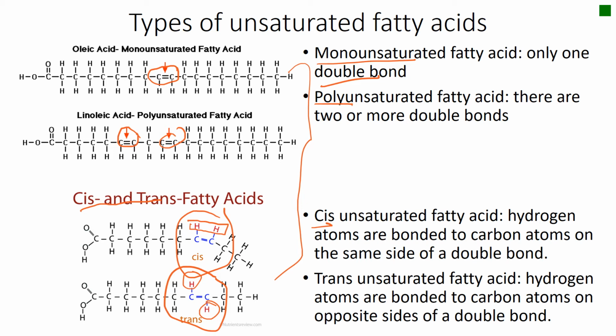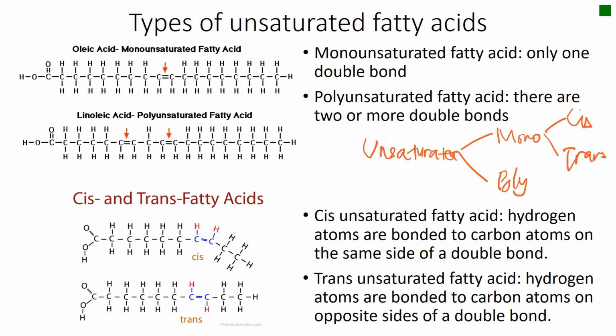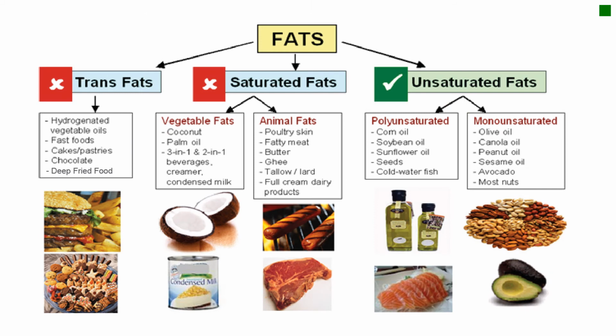All right. So again, the unsaturated fatty acid can be divided into two, which are the mono and the polyunsaturated, and the mono can be cis or trans, right? So what I have mentioned before, knowing the classification of different types of fatty acid will be so helpful for you to evaluate the risk of consuming different types of fatty acid.